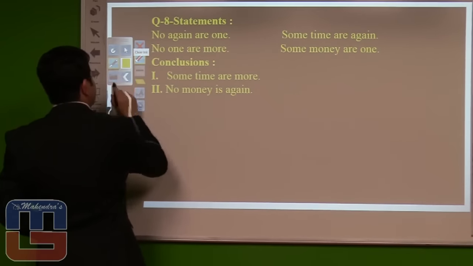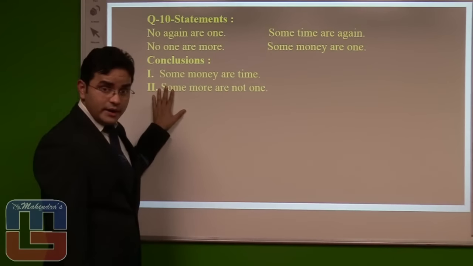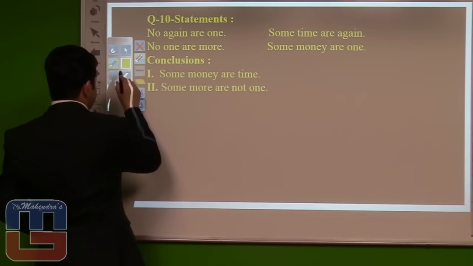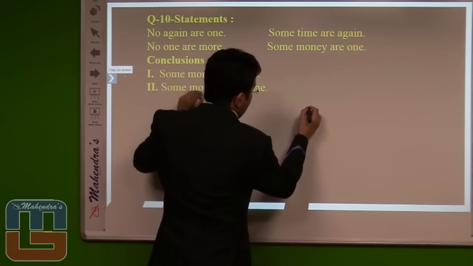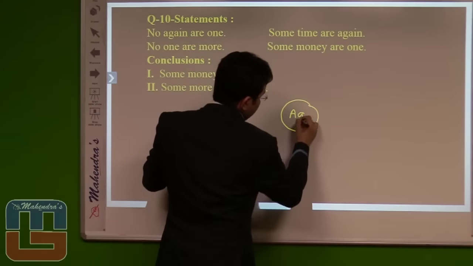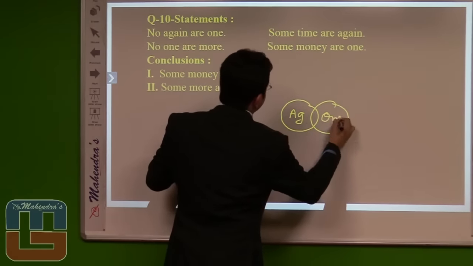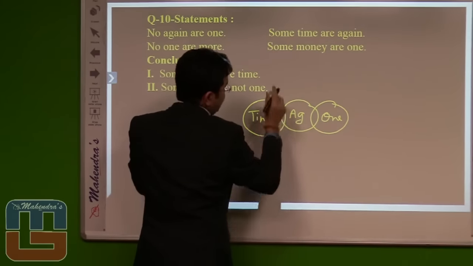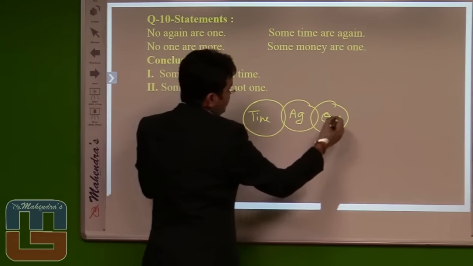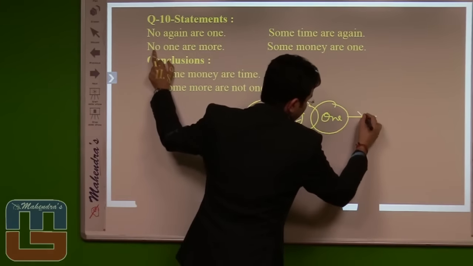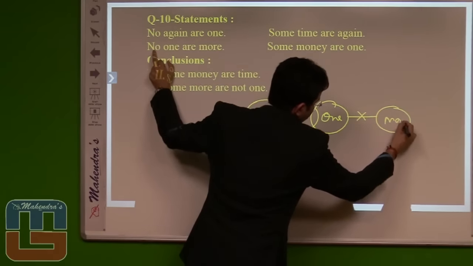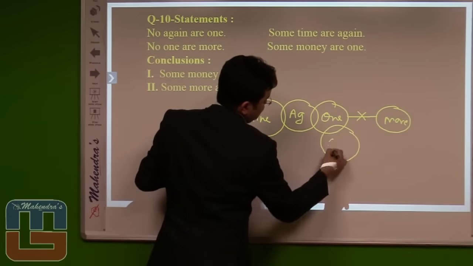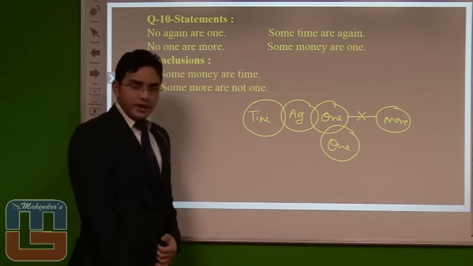Okay, so moving towards next one. I hope you got all. We have already done this question, and now we are having different conclusions. So let's draw this one. Some again are one. Sometime are again. And some one are more. No one is more. And next one is saying some money are one. Got it?